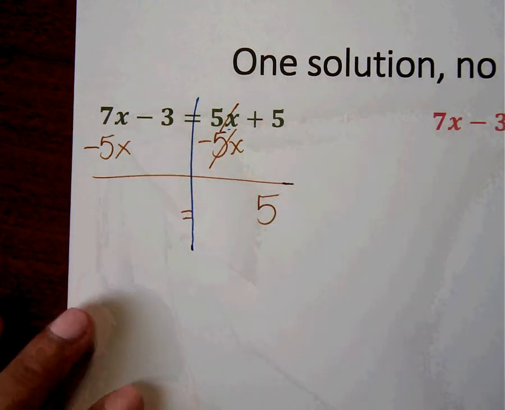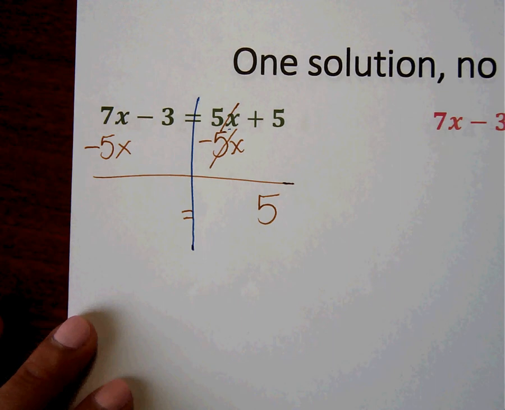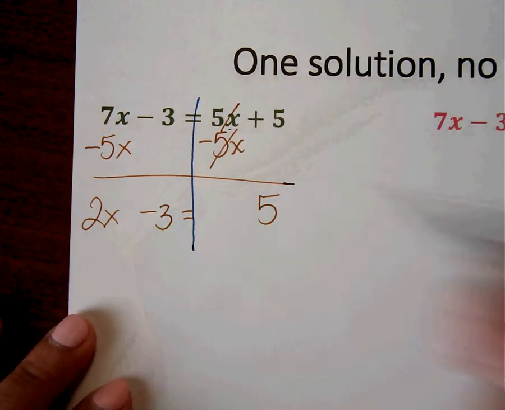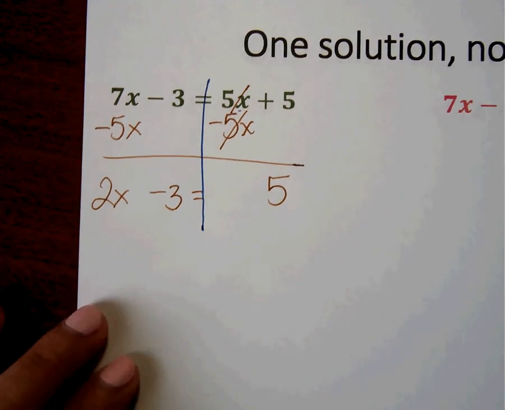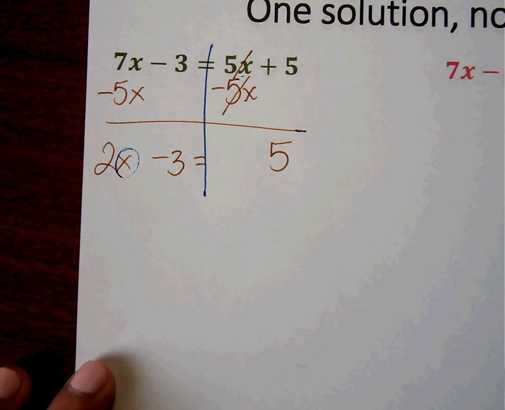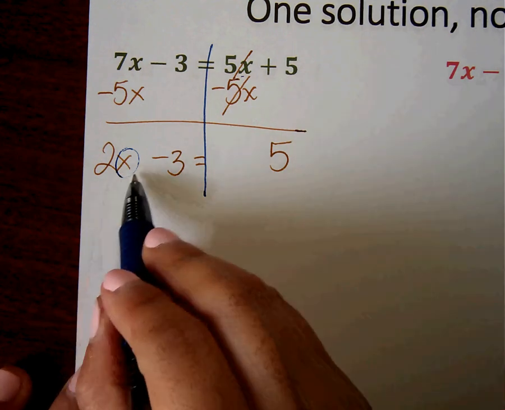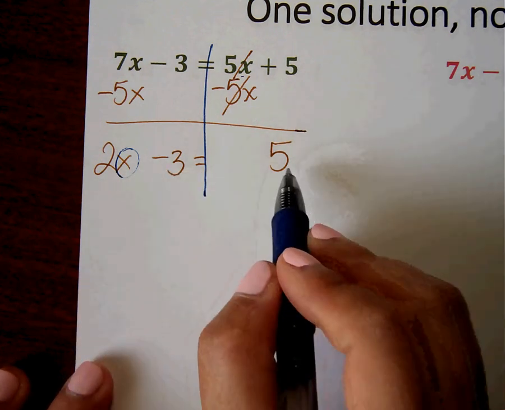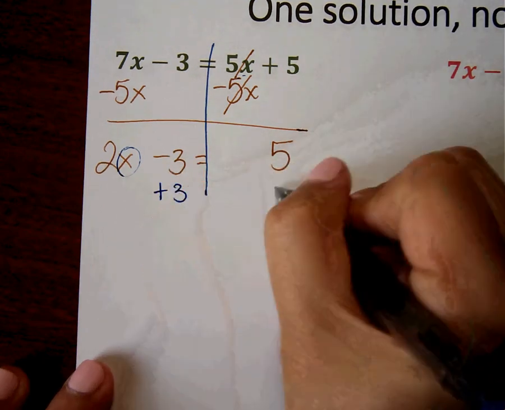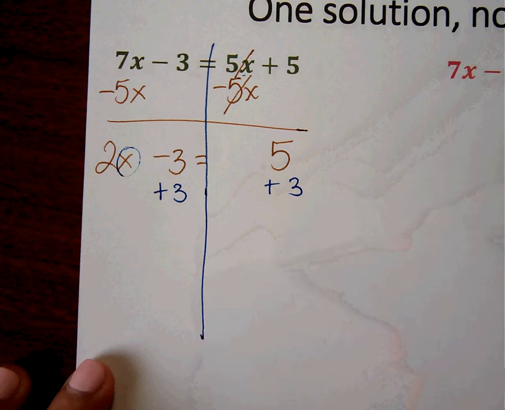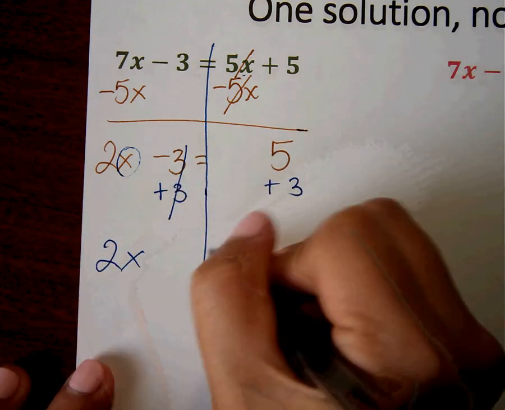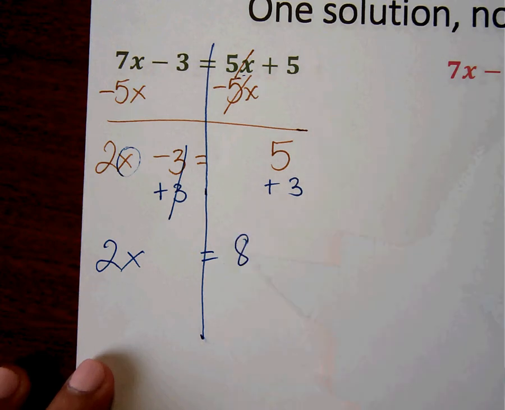On the left side, we can subtract the 7x with 5x, we have 2x, and then we bring down the negative 3. Alright, so now remember our job is to isolate the x and solve it. So we have 2 times x, subtract 3 equals 5. We're going to undo or eliminate the 3 by adding 3 on both sides. So here you have 0. So we have 2x equals 5 plus 3 is 8.